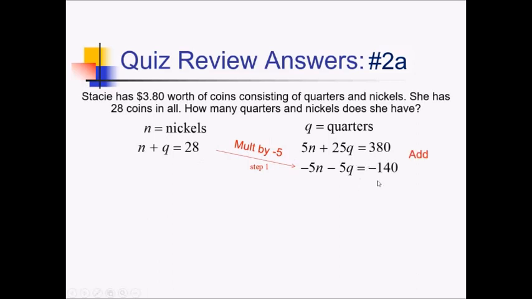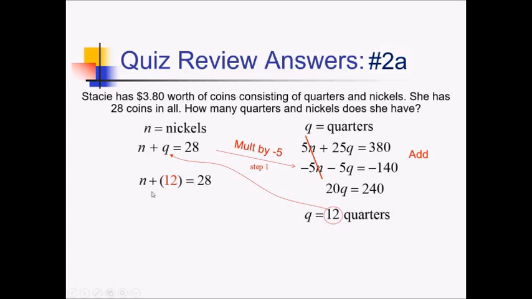Adding these equations together now, my N's cancel just like I wanted. And 25Q plus -5Q is 20Q. On the right side, 380 plus -140 is 240. And now just dividing both sides by 20 to get the value of Q, that's going to be 12. 12 quarters. Now that we've discovered we have 12 quarters, I can plug 12 back in for Q in one of these equations. Probably this is a good one to use here. So we have N plus 12 equals 28. And now if I subtract 12, I discover that I have 16 nickels.